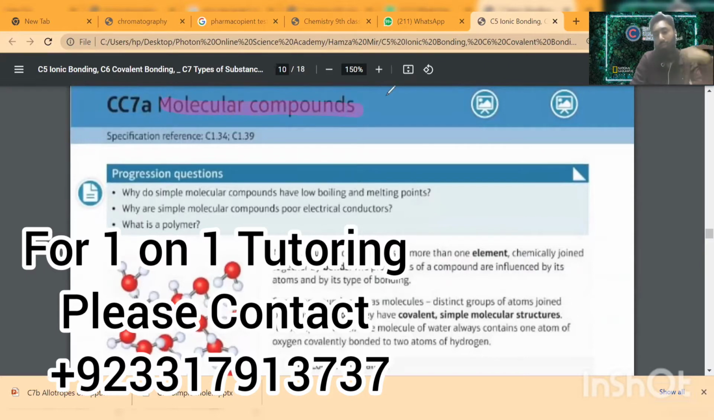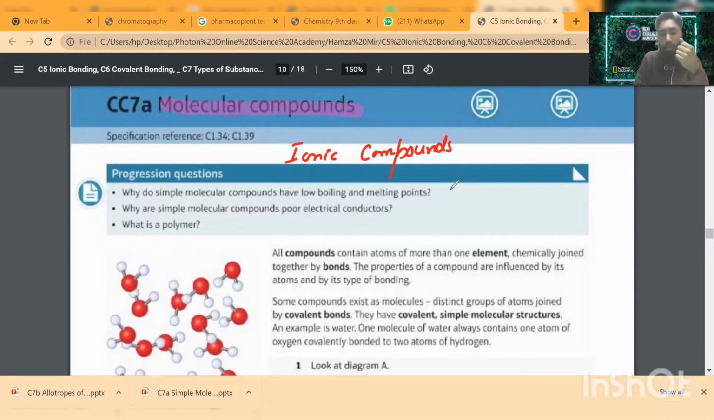Previously, what we were discussing was ionic compounds, and then we were discussing covalent compounds. We discussed mainly ionic bonding and how ionic compounds are formed. Then we discussed covalent bonding and how covalent bonds are formed. So now the topic is about molecular compounds: how molecular compounds are formed, and what molecular compounds actually are.